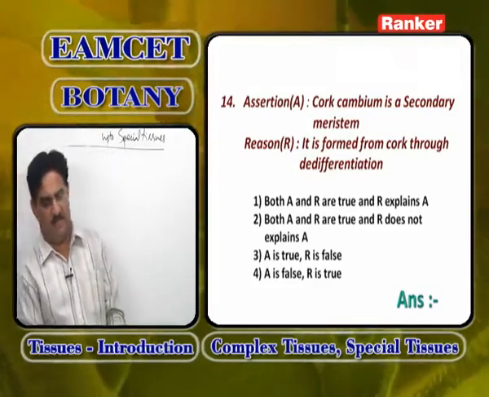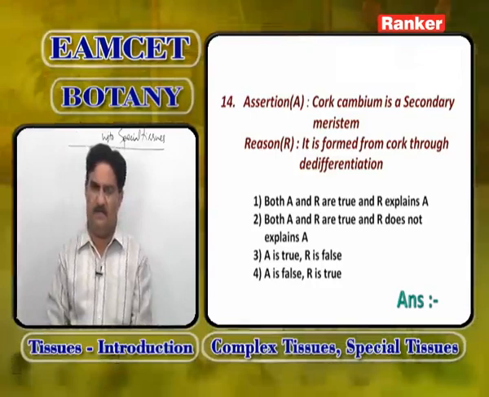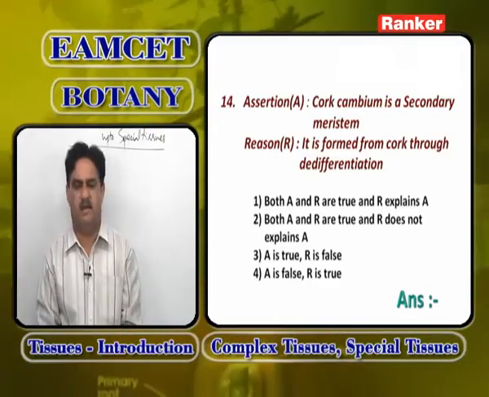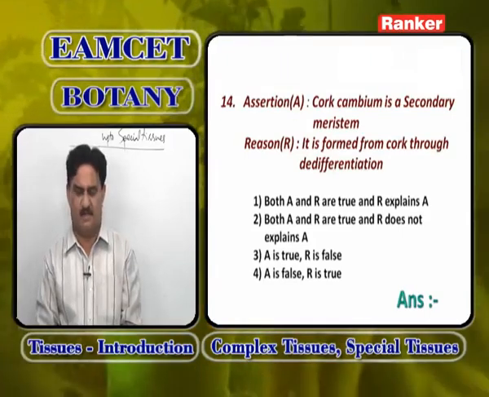It is formed from cork through dedifferentiation. It is formed by dedifferentiation is correct. But it is not formed from cork. It is formed from cortex. So the answer is 3.